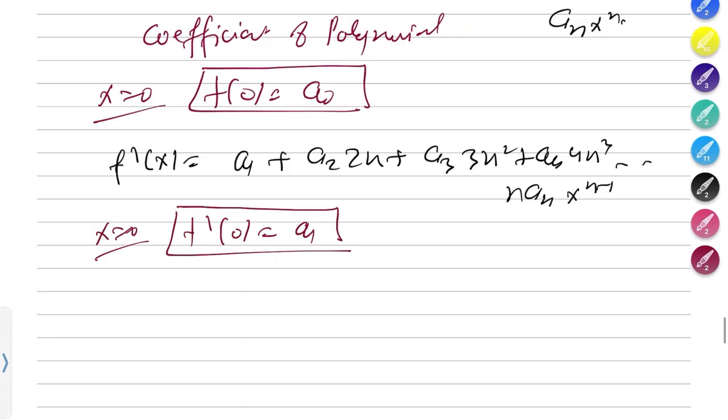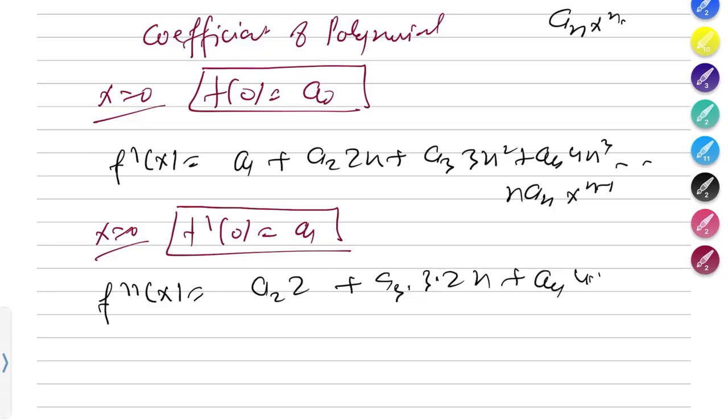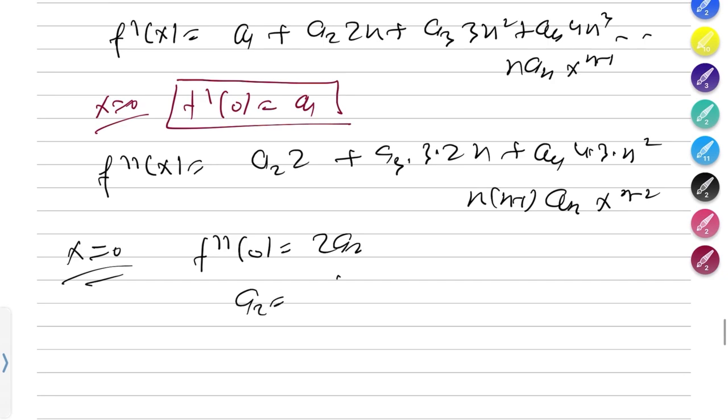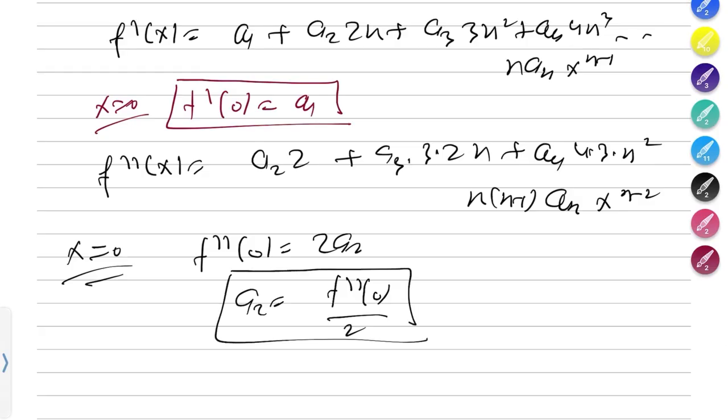Now if we want to find a2, again we'll differentiate this. f double dash x will be a2 2 plus a3 3 into 2 x plus a4 4 into 3x square, up to n into n minus 1 an x to the power n minus 2. Again here if I substitute x equal to 0, I will get f double dash 0 is 2a2, or a2 is f double dash 0 upon 2. This is the coefficient a2.